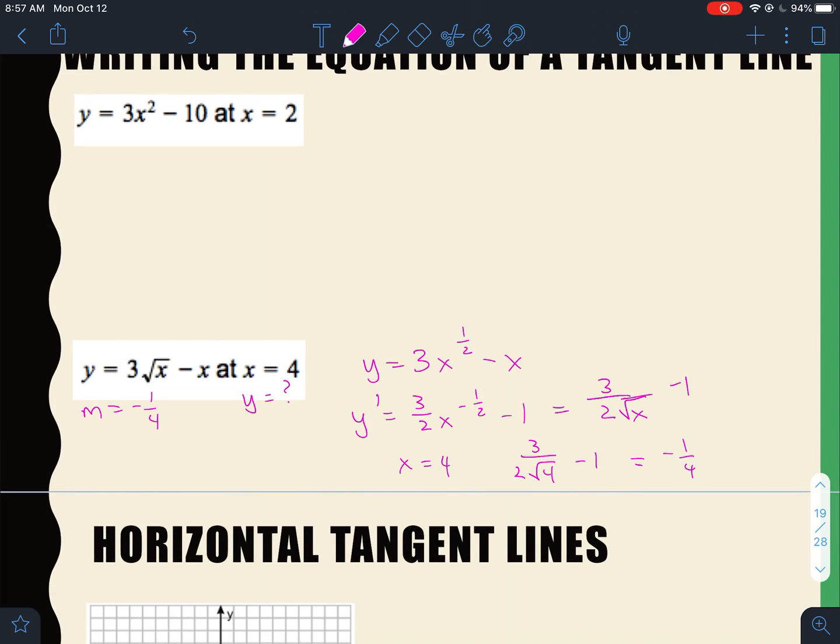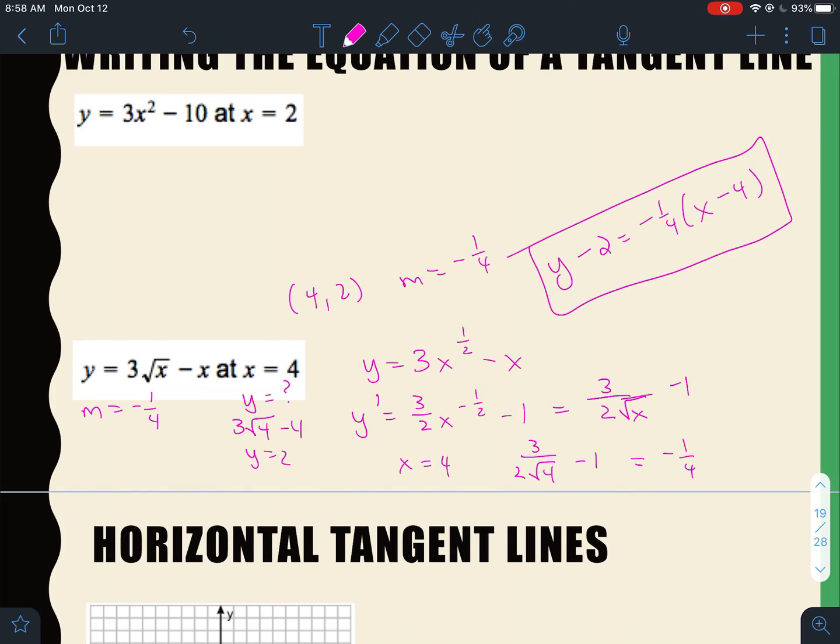I need to know what the y value is so I can have my point. So if I plug in 4 into the original equation, I would get 3 times the square root of 4 minus 4. So that'd be 3 times 2 minus 4, so my y value is going to be 2. So I have the point (4, 2), and the slope of my tangent line is negative 1/4. So the equation of my tangent line would be y minus 2 equals negative 1/4 times (x minus 4).